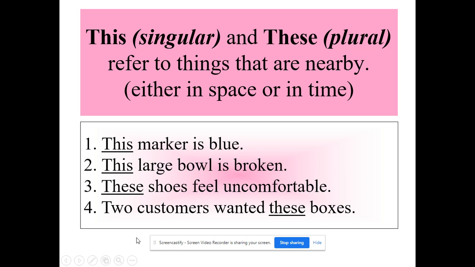I don't want you to assume that these demonstrative adjectives are always found at the beginning of the sentence, although the first three are like that. They can really be found anywhere in the sentence as long as they are modifying a noun. So all of these are modifying nouns.